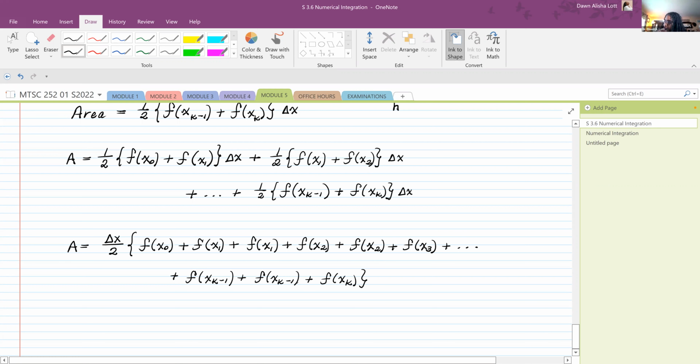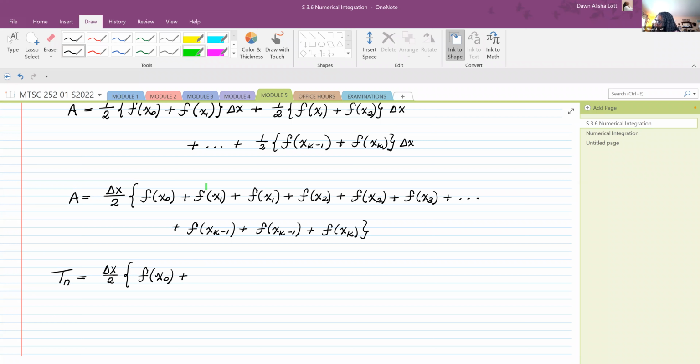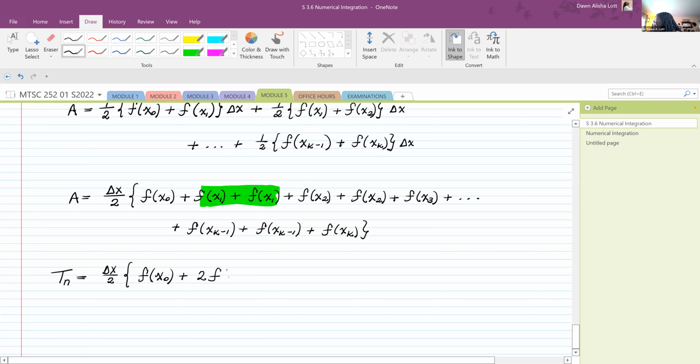So the trapezoidal rule Tn is delta x over 2. You get 1 of the first one, f of x0, but you get 2 of the next one, f of x1.